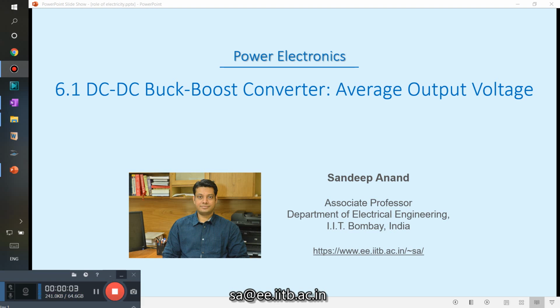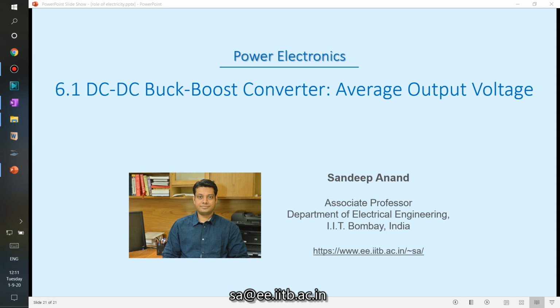So we have talked about DC to DC buck and DC to DC boost converters, right? Buck converter was primarily meant for reducing the voltage, and boost was for increasing the voltage. So if you have a source of higher voltage, and you have a load which requires a low voltage, then you can use a DC to DC buck converter. Similarly, if you have a source of low voltage and a load of high voltage, you can use a boost converter.